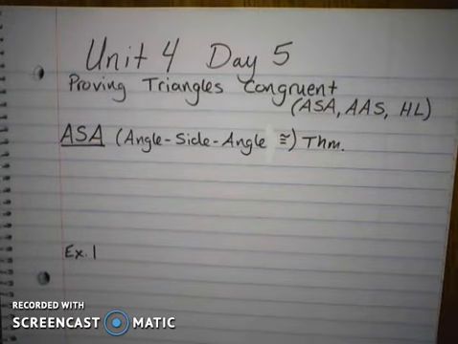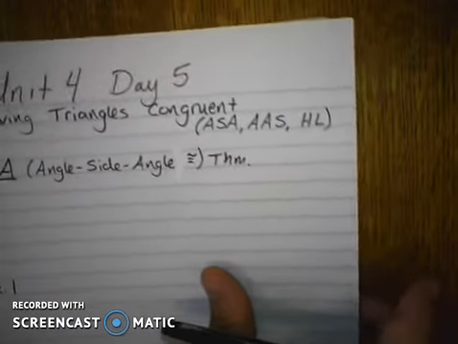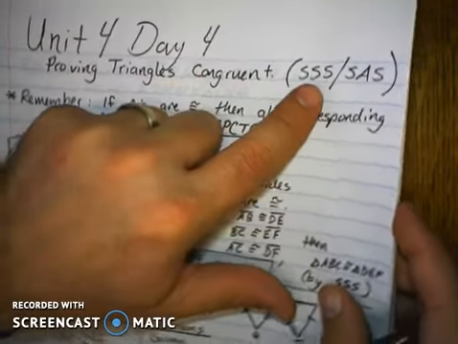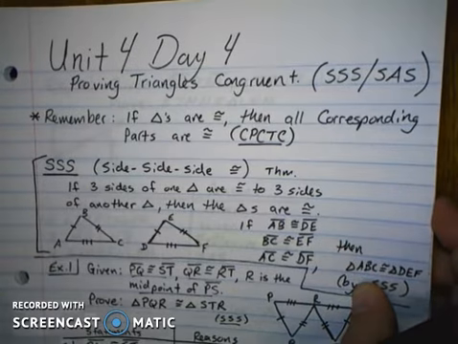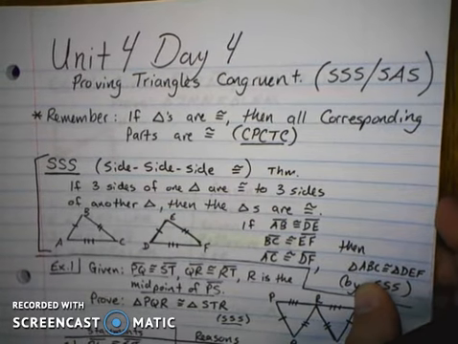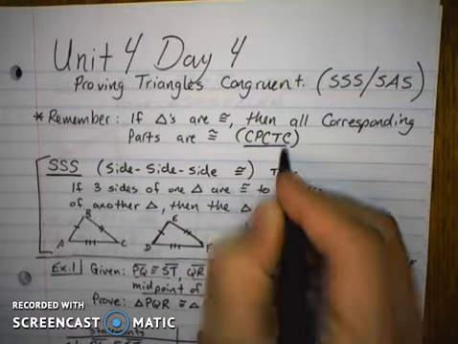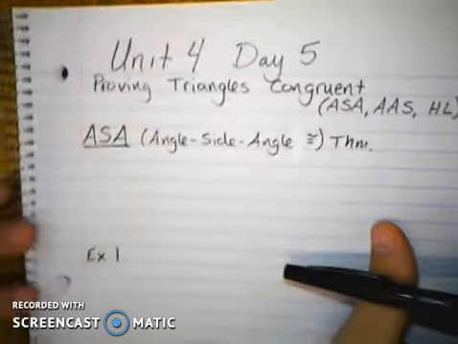Alright, here's our Unit 4 Day 5 video. Please remember that in Unit 4 Day 4, we talked about side-side-side and side-angle-side congruence of triangles. We mentioned that that was a shorter way to prove the triangles were congruent rather than having to show that all corresponding parts of the triangles were congruent. Okay, well, we have some other shortcuts we can take in proving that triangles are congruent.